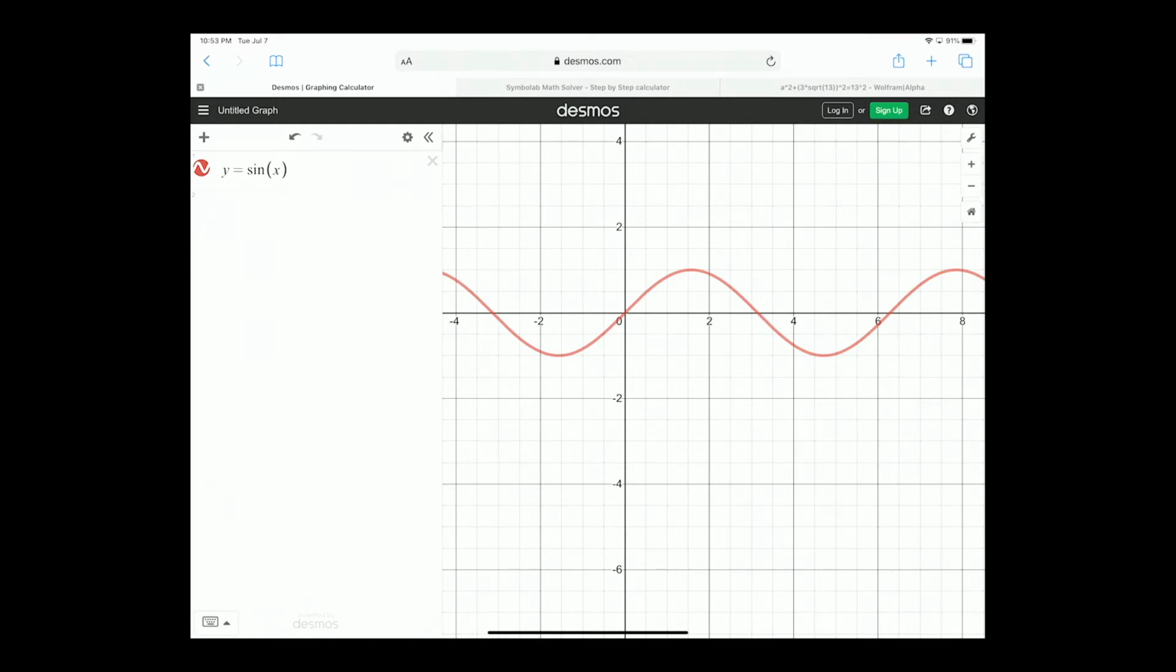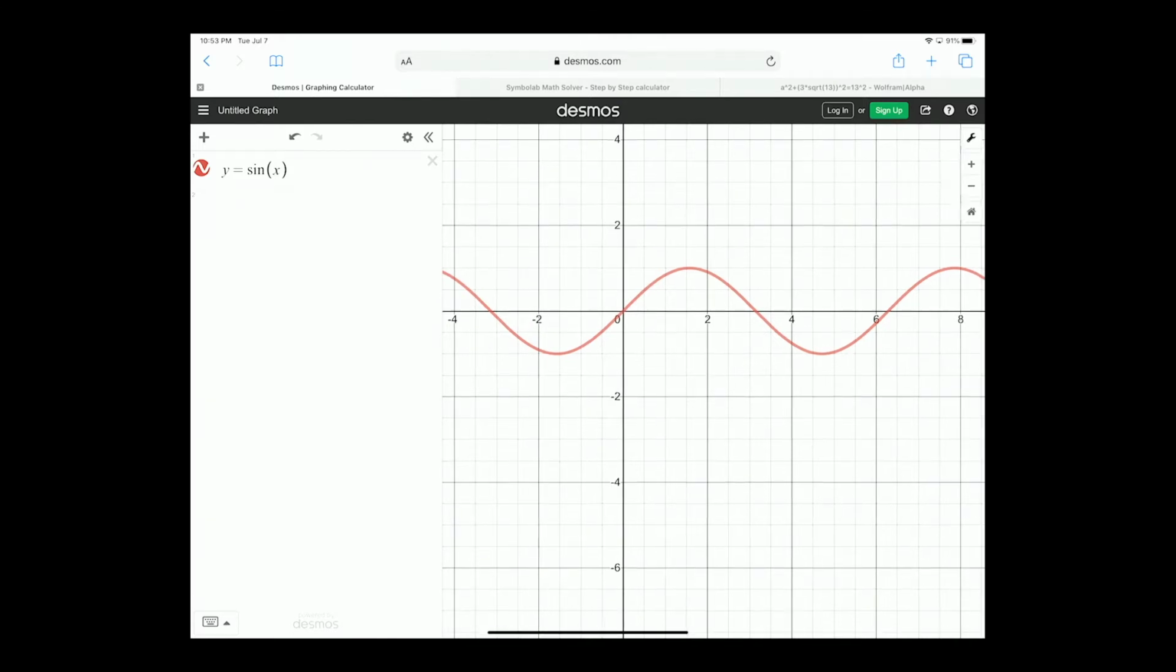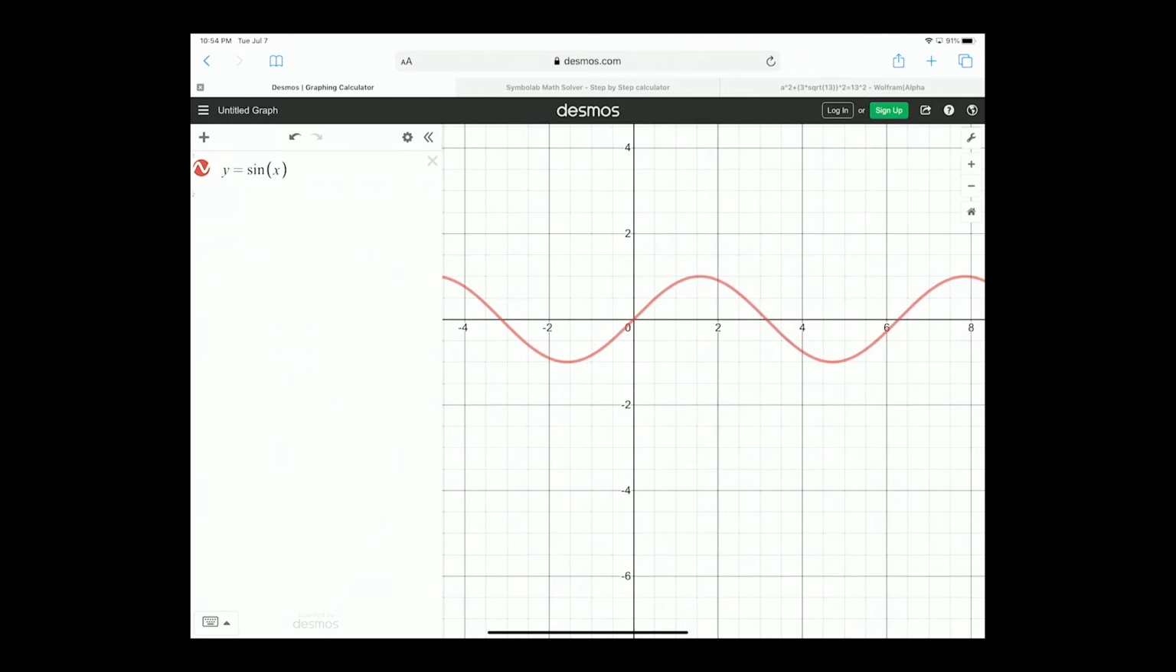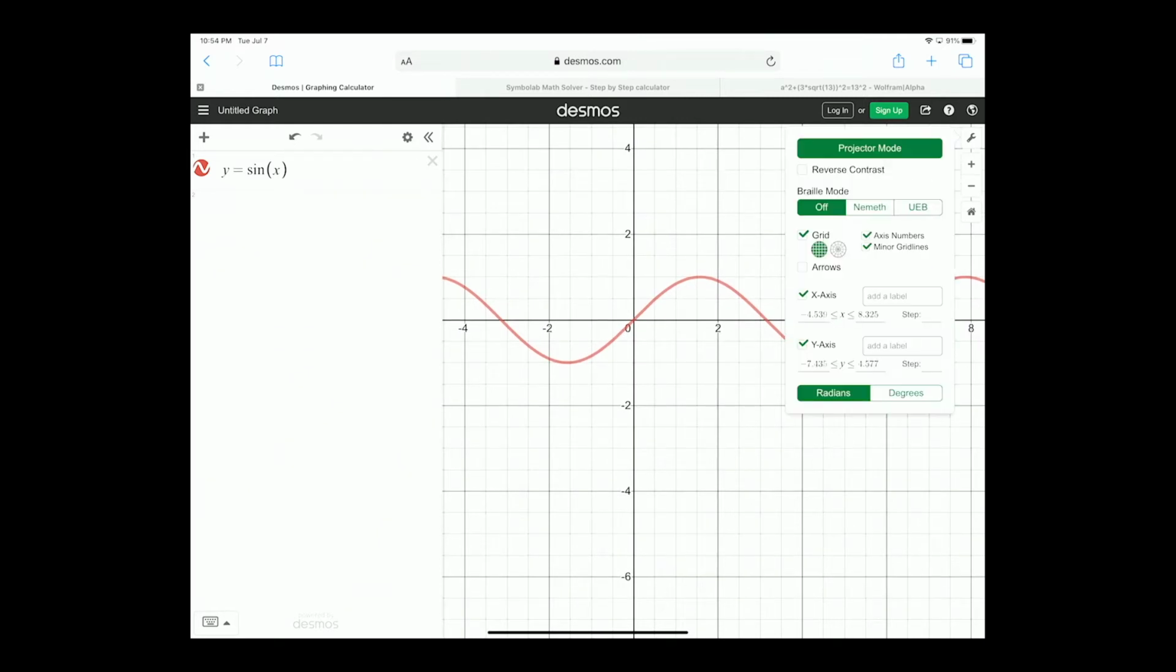And so what you want to do is click the little wrench icon above the plus here, upper right. And you'll notice that there's a check mark next to x-axis, and there's some numbers there. The numbers are based on how far I've zoomed in. Like it says negative 4.3 for the x, and that's because if you look at the x value over here on the left, it was just past negative 4. So negative 4.5 now.